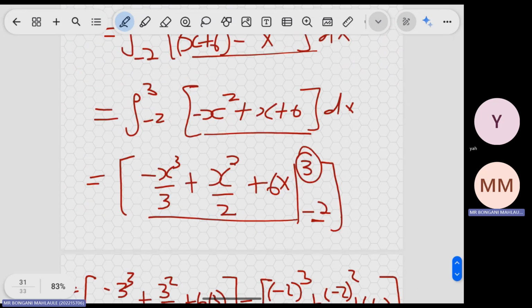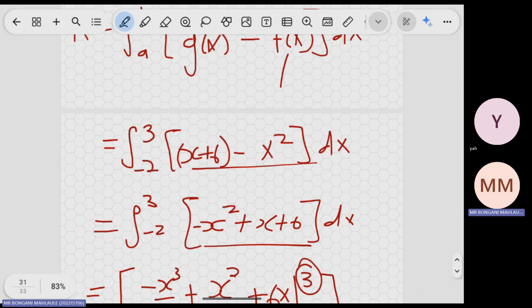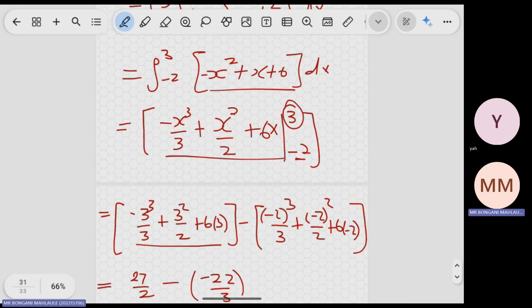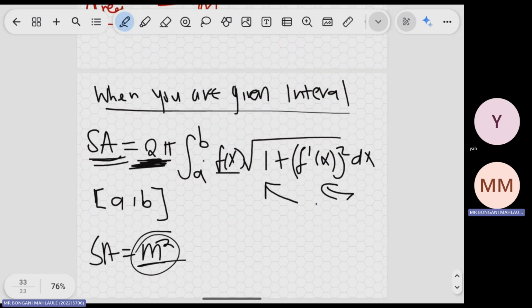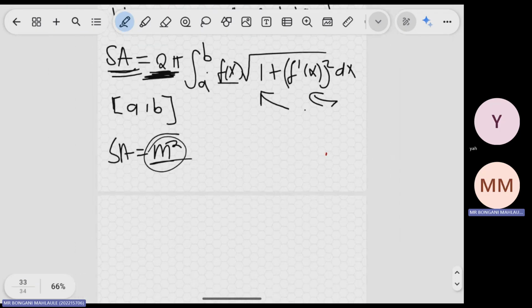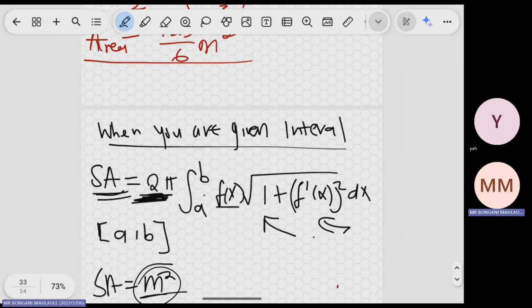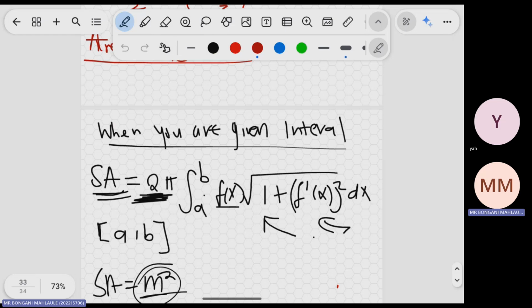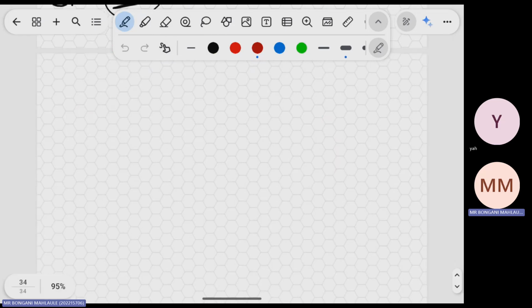Now let's move to, what was the next question? Let me check the next question on your slide. Okay, find the area between. Now this one will be your exercise to do. You will go and find the area.